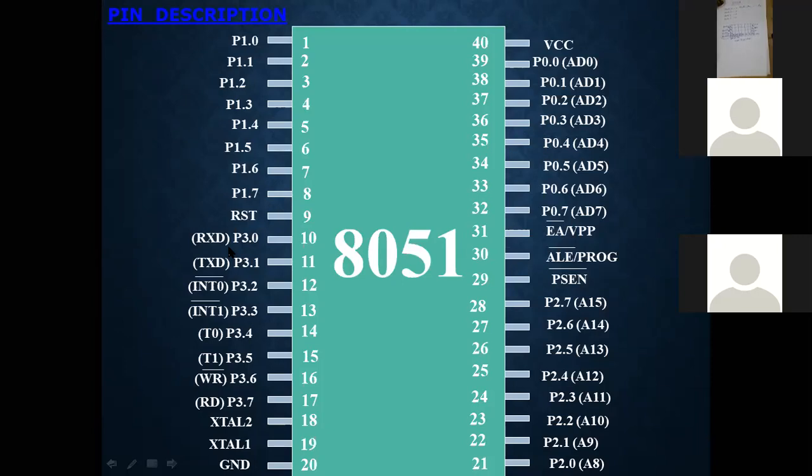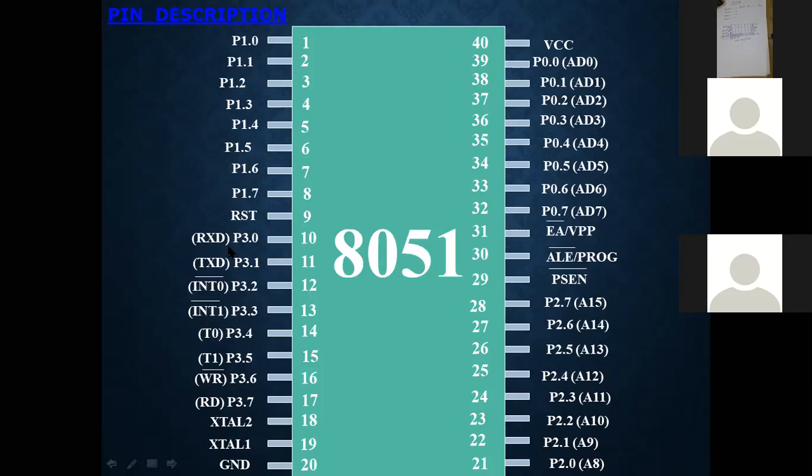And write operation and read operation is done by pin number 16 and 17 respectively. So read and write operation is complementary to each other. And pin number 18 and 19 are very important pins because the clock frequency is given into these two pins. And what is the operating frequency of the 8051 microcontroller?